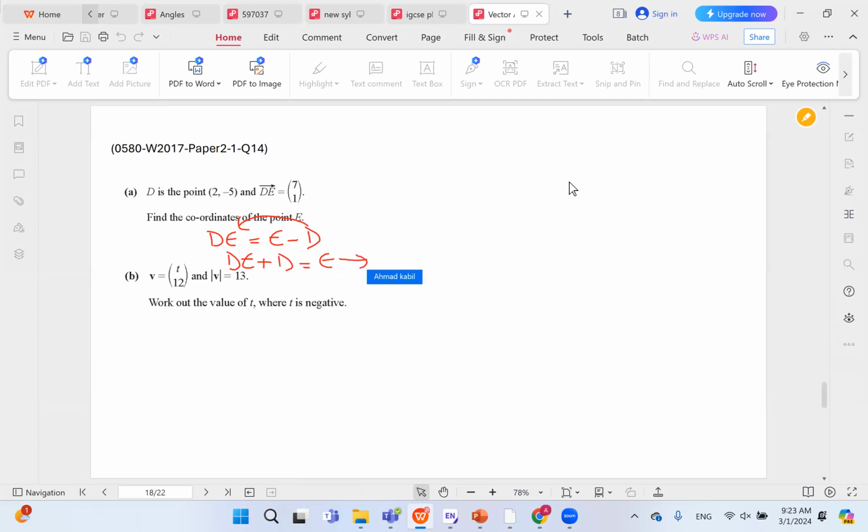So DE is (7, 1), plus D, which is (2, -5). And that gives us (9, -4). And since, like we said, it's a point, we have to write it as a coordinate pair. So (9, -4).